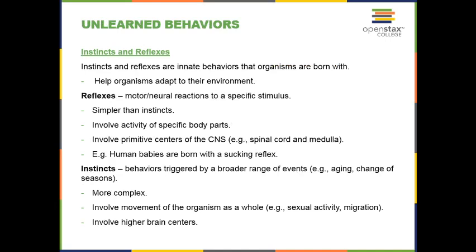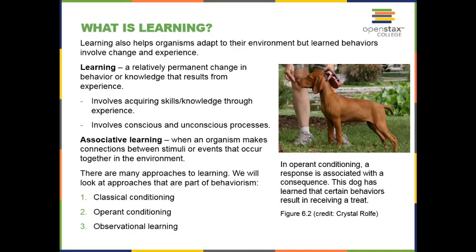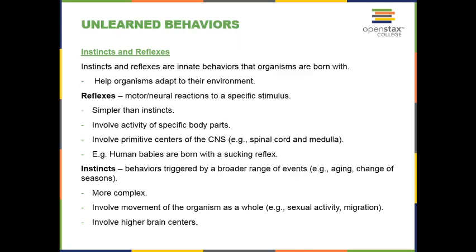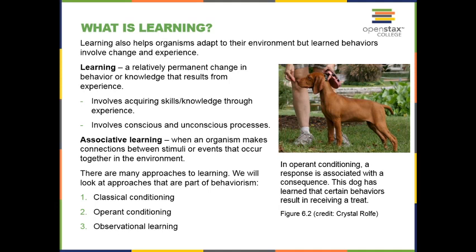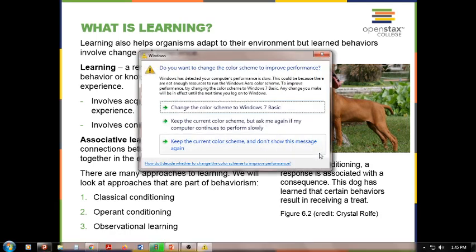And we have instincts. Behaviors triggered by a broader range of events: aging, change of season. It's more complex than reflexes. It involves the movement of the organism as a whole, such as sexual activity, migration, and even affective states such as aggression and the likes. It involves higher brain centers. So reflexes and instincts are unlearned behavior. Now let's go to the concept of learning. At least naklaro nato tong unlearned behavior.